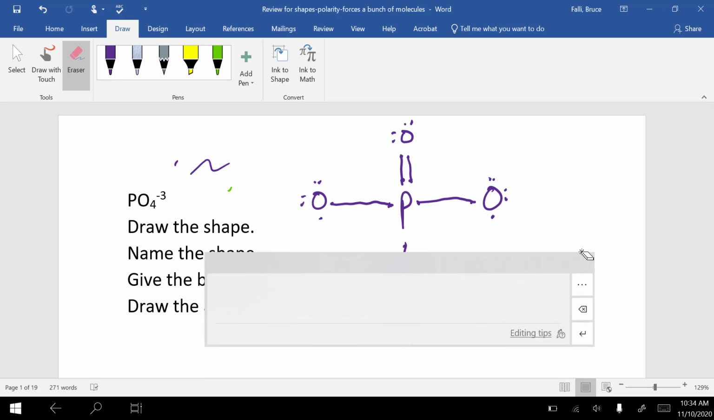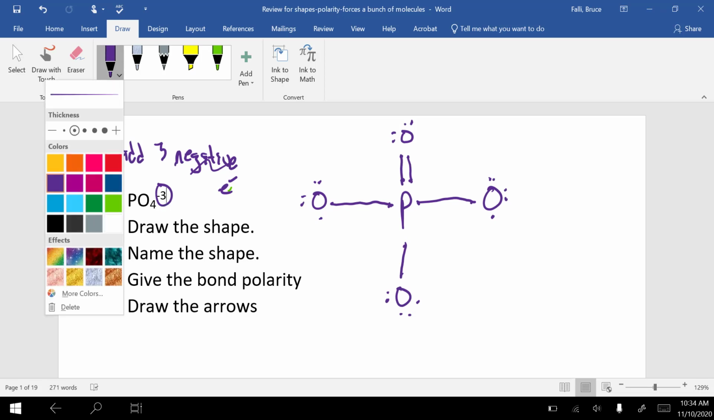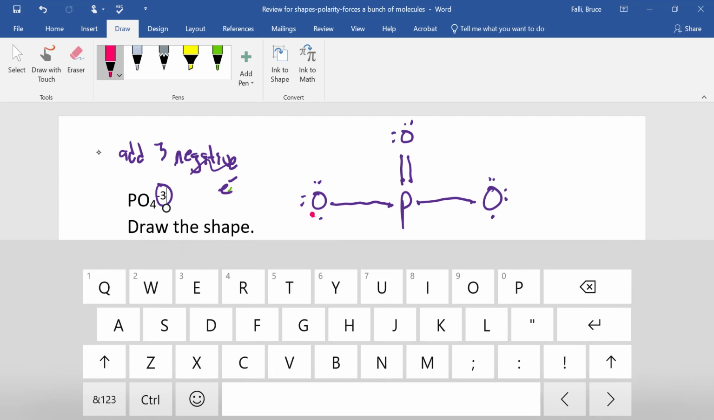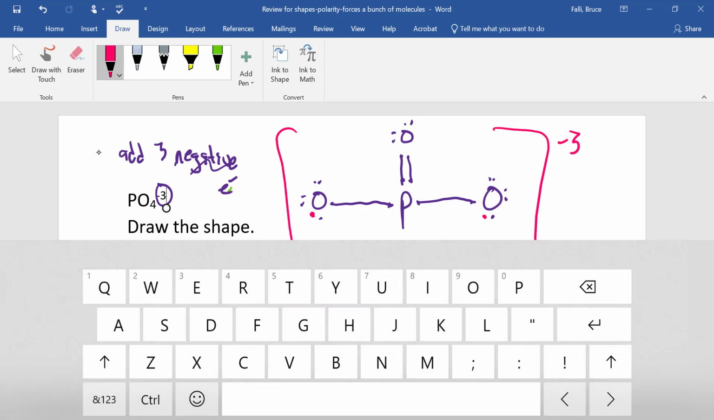Now, this is a bit new for us. We've got something with a charge of -3. If you're -3, that means you're going to add 3 negative electrons, and I can put them anywhere I want. Remember how we're the master of the electron? So I'm going to change my color. Not that it really matters, these aren't any different than any other ones. But I'm going to add 3 electrons. 1, 2, 3.